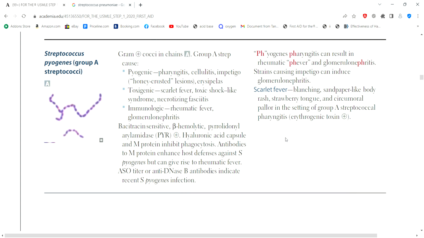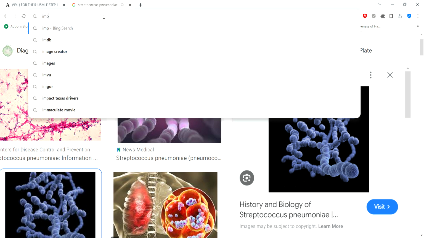Next, Streptococcus pyogenes, Group A strep. This one is gram-positive cocci in chains. You can see right here, it's chains. Group A strep causes pyogenic infections. It causes three things: pharyngitis, cellulitis, and impetigo, which is honey crusted lesions around the mouth. I'll just show you what that is.